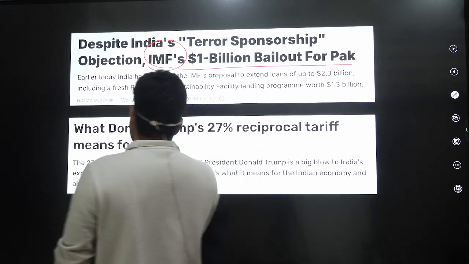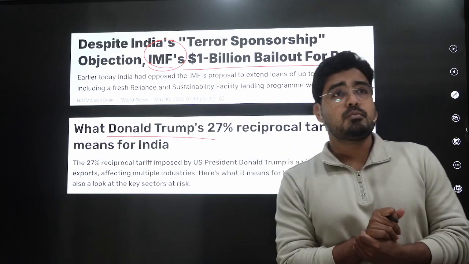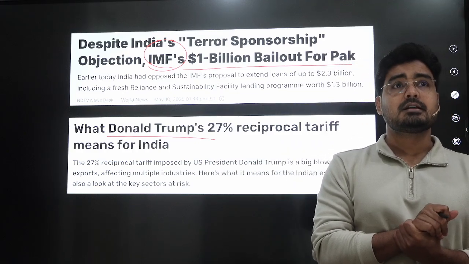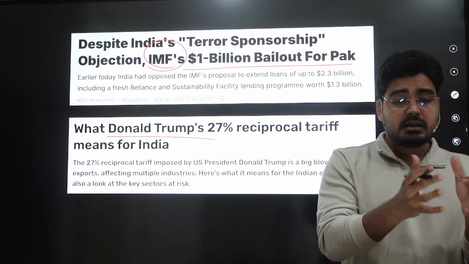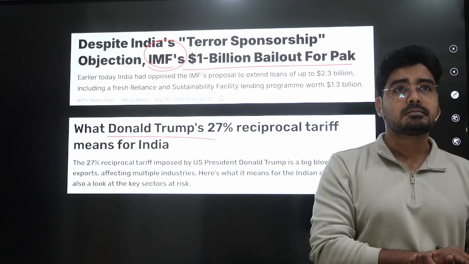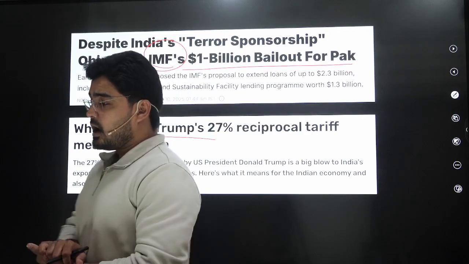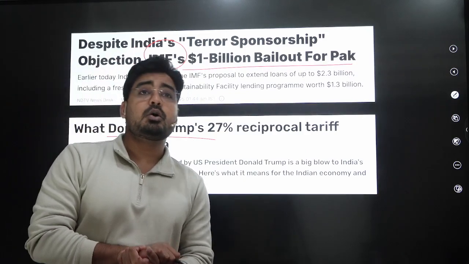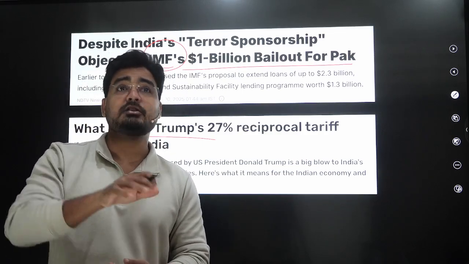Let's take another example. Let's say in the last few months, America's policies like the reciprocal tariff policies have impacted countries like India and China. So a question can be asked in the interview asking you to answer about the impact of these reciprocal tariff policies adopted by America on emerging economies like India.